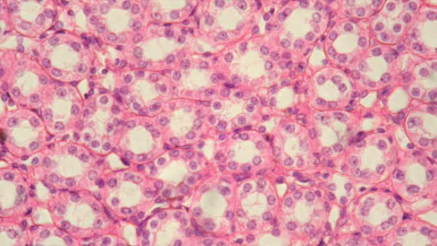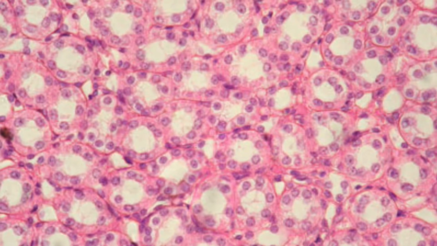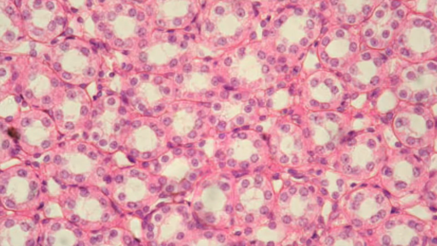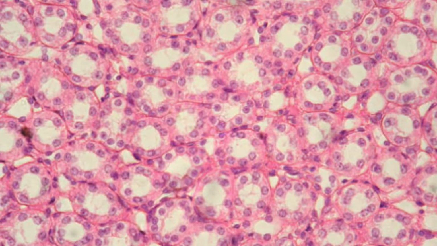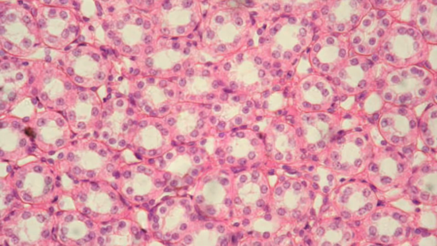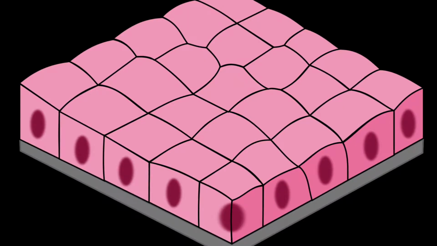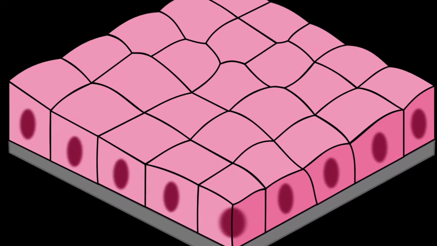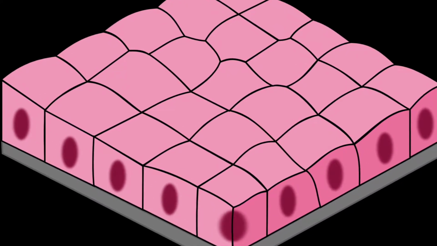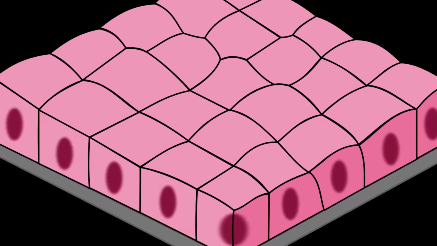Next, we are going to look at simple cuboidal epithelium. Simple cuboidal epithelium is a single layer of cube-like cells with large spherical central nuclei. Their function is secretion and absorption. Simple cuboidal epithelium are located in the kidney tubules and the ovary surface.